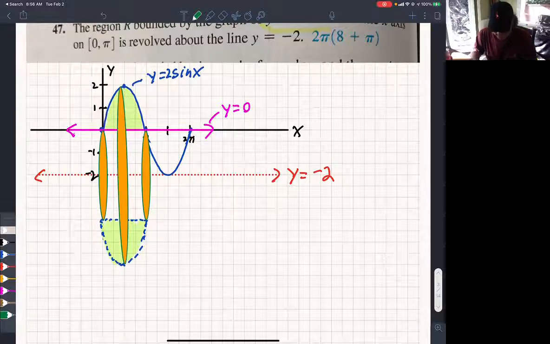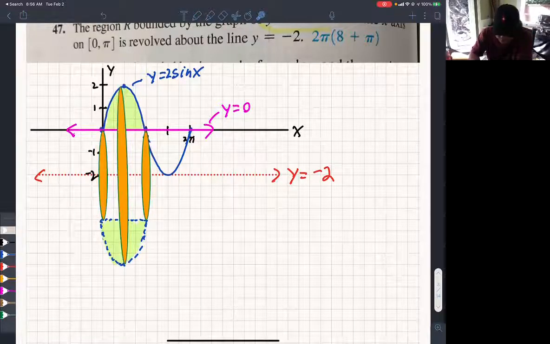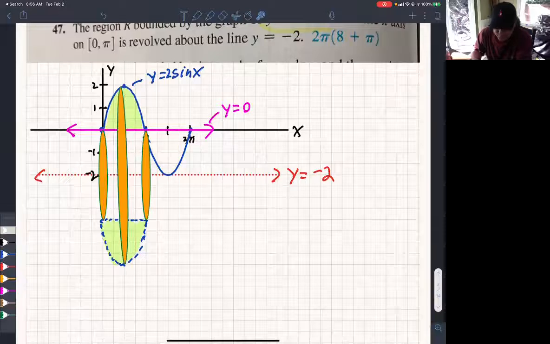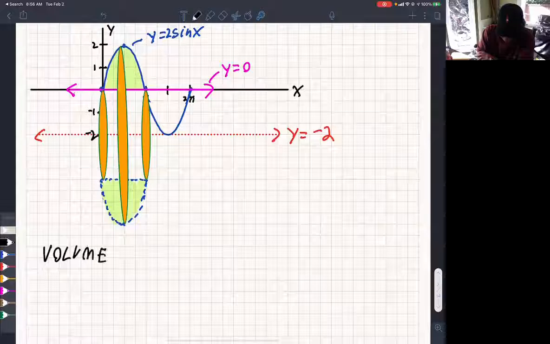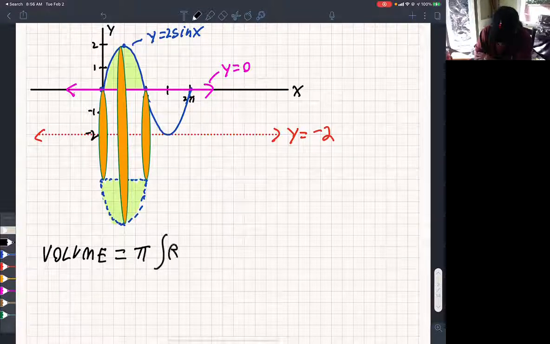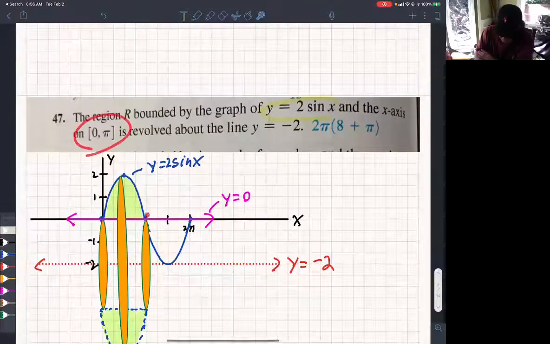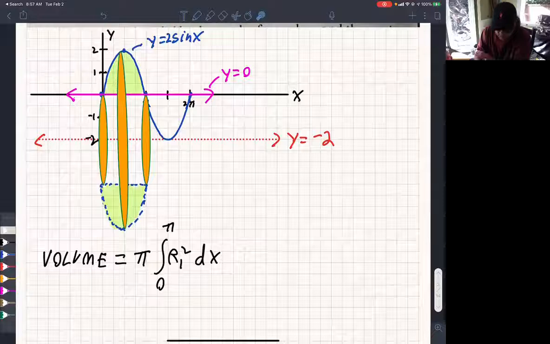I'm so happy. Okay, so you're going to have these discs starting here and working your way across. And that's going to get the volume, including the center. It's the whole football or whatever. So I'm going to find that volume first. The volume is going to be pi r1 squared times the thickness, which is dx, from 0 to pi. How do I know 0 to pi? Because they told me 0 to pi. So I know it's from there to there. And that's going to give me the volume, including the hollow center.